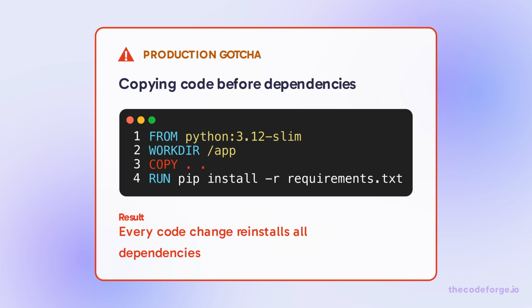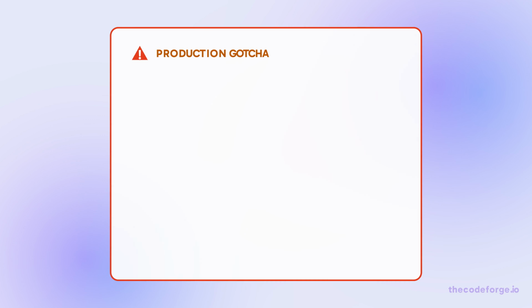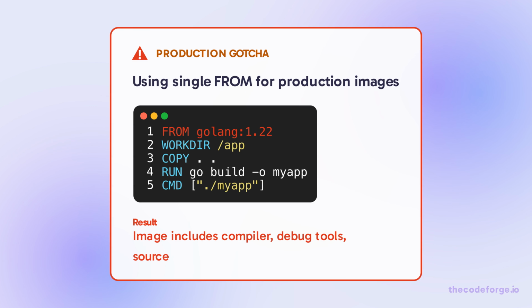If you copy all files before installing dependencies, any code change invalidates the pip install layer, forcing a full reinstall. Always copy requirements.txt first. This is the exact line that caused the production incident. python:3.12-slim is a moving target. Always pin both the version and the OS codename, e.g. python:3.12.3-slim-bookworm. A single-stage Go image can be 800 MB or more, shipping the entire SDK and source code. Always use multi-stage builds to ship only what's needed.